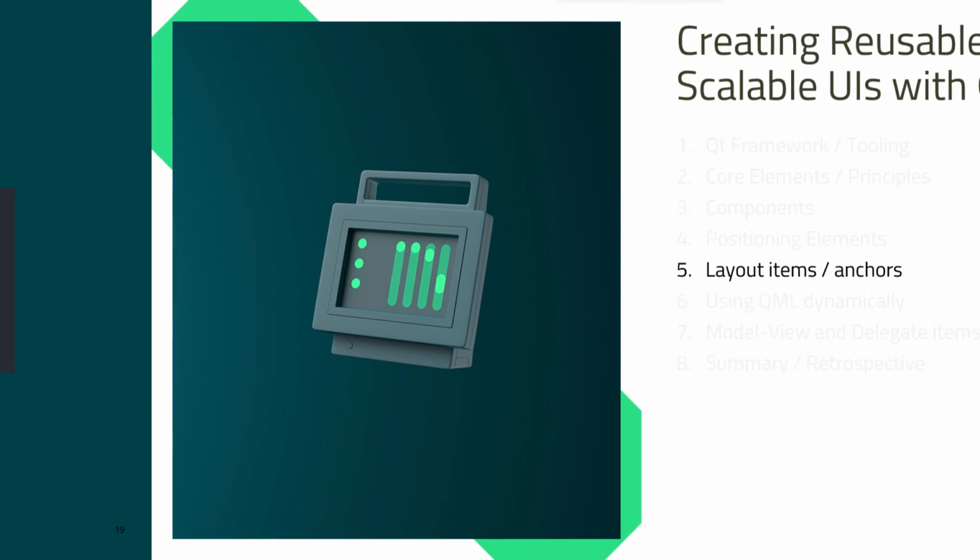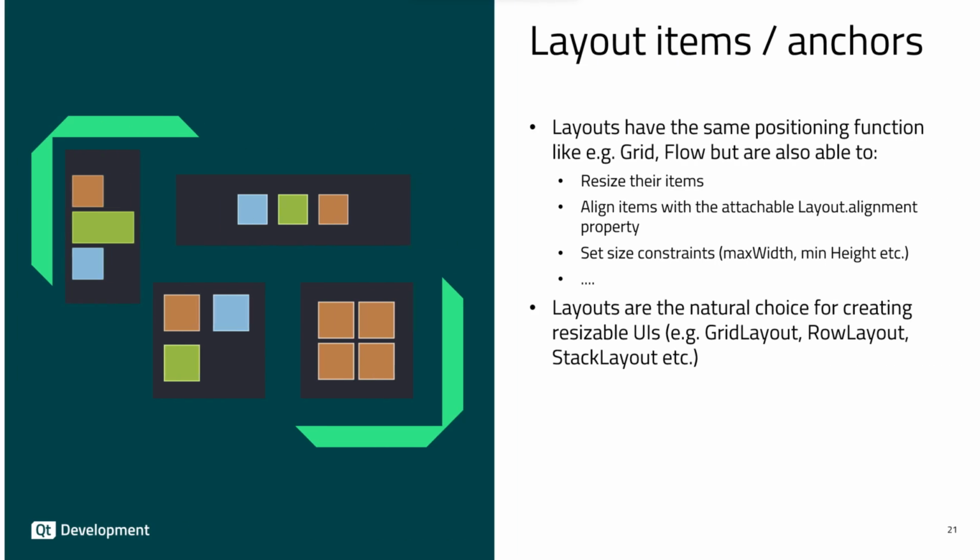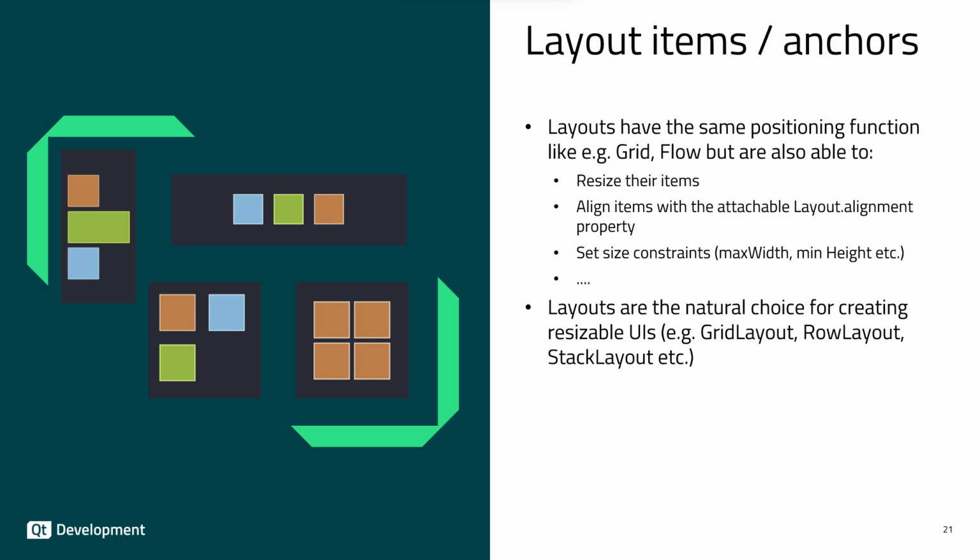So now you might ask yourself, but why are there 2 ways to arrange items, positioners and layouts? So let's have a look at that. Qt Quick layouts have the same positioning function like positioners, but in addition they are able to resize their items, align items with the attachable layout property. They are also able to set size constraints using again the attachable layout property, where you can define maximum, minimum or preferred values with regard to width and height, and of course a lot more. So all in all, layouts are the natural choice when it comes to creating resizable UIs with the ability to scale. You may use different layout items according to your needs, like grid layout, row layout, or stack layout.